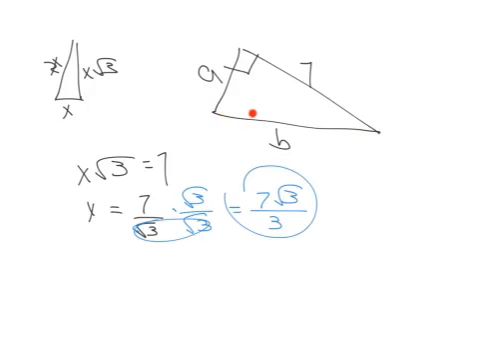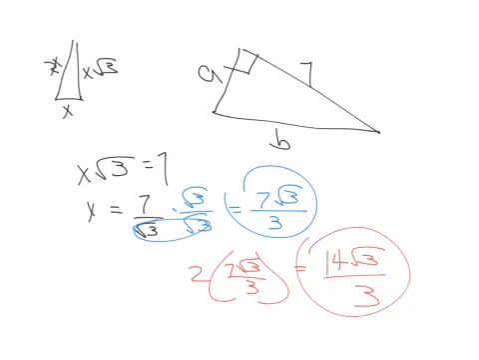Now I need to find this. Well, what do I know about the hypotenuse? The hypotenuse is double the short side. Well, I just found out the short side is that. So I'm going to double it. That equals 14 square root of 3 over 3. So that is the length of that. This is the length of that. So you keep practicing these, and you'll end up being fine with this for lesson 66.